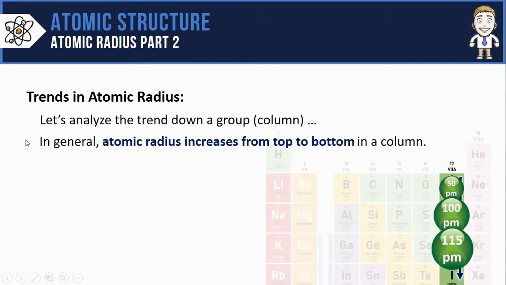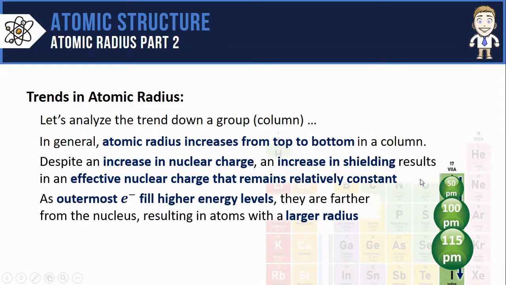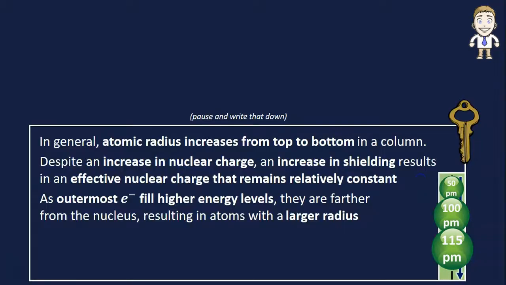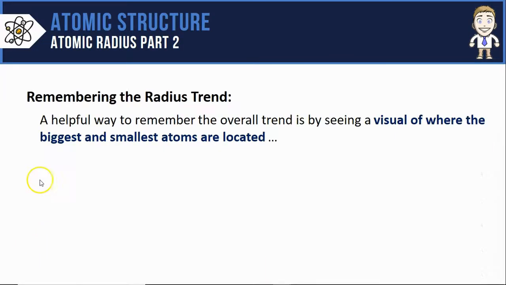Let's summarize that by saying that in general, the atomic radius will increase from top to bottom in a column. This is despite an increase in nuclear charge because that increased shielding results in an effective nuclear charge that remains constant. So the explanation is because of the outermost electrons filling higher energy levels farther from the nucleus, resulting in atoms with larger radii. Make sure you jot down these key ideas. So let's close the video by talking about how to remember the overall trend, not only across a row, but also within a column as we move forward.